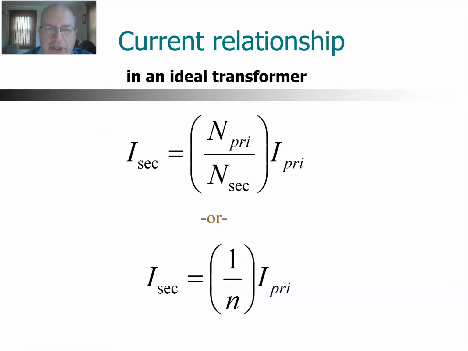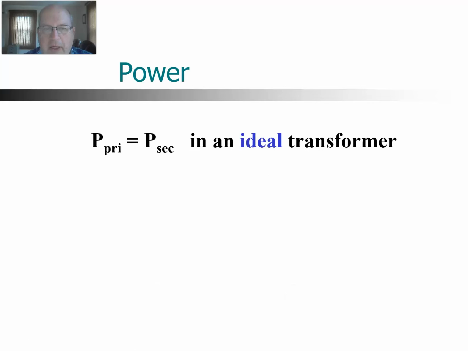The current relationship is exactly the inverse. The secondary current is the primary current divided by the turns ratio. And that assumes you have an ideal transformer. And when I say ideal, what that means is that there is no losses in the transformer. It's a perfect transformer with no losses. All right, so with an ideal transformer, the primary power and the secondary power are equal. Primary power is simply voltage times the current.